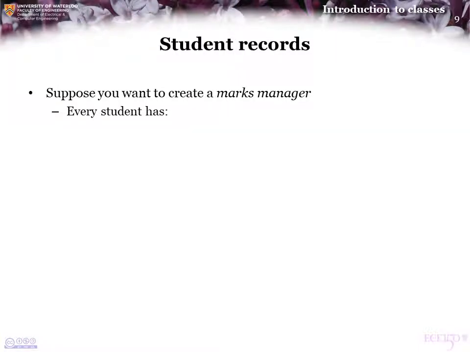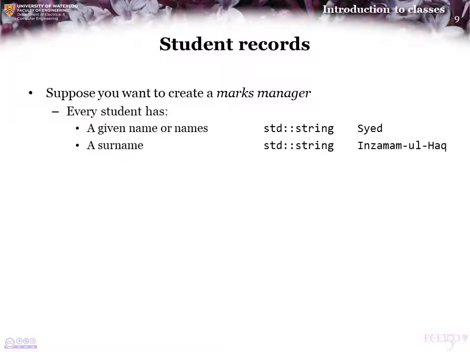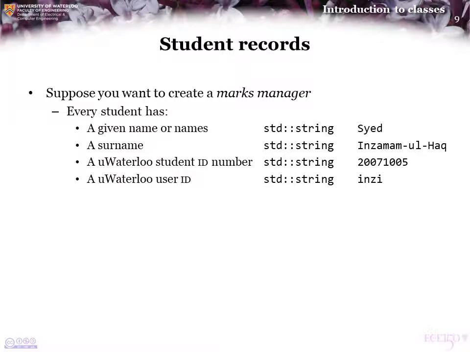Suppose also you wanted to create a Marks Manager application. Every student is going to have a given name, Saeed, and perhaps a surname, like Inzaman ul Haq. They're going to have a UW student ID number, and that should actually be a string, because you're probably never going to add or multiply a student ID number by any other value. They'll also, of course, have a user ID for their email address, such as sinzaman. And they will have a program.